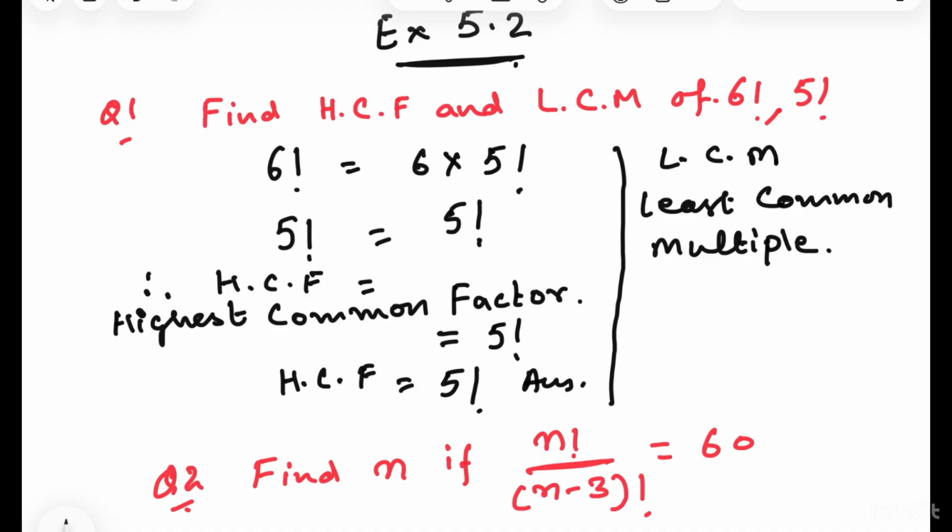ठीक है. अब देखिए आप इसमें इसके multiples क्या हैं? 6 into 5 factorial और इसका 5 factorial. So 6 into 5 factorial is the least common multiple.